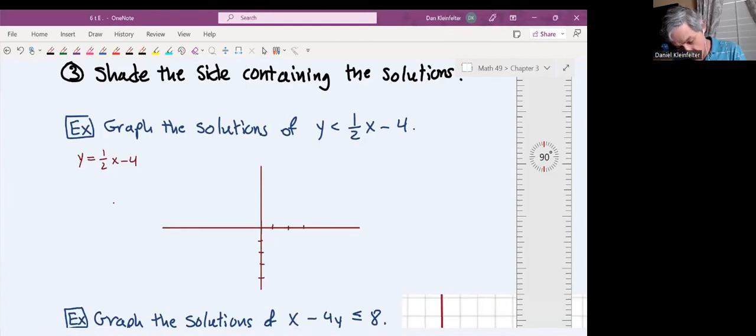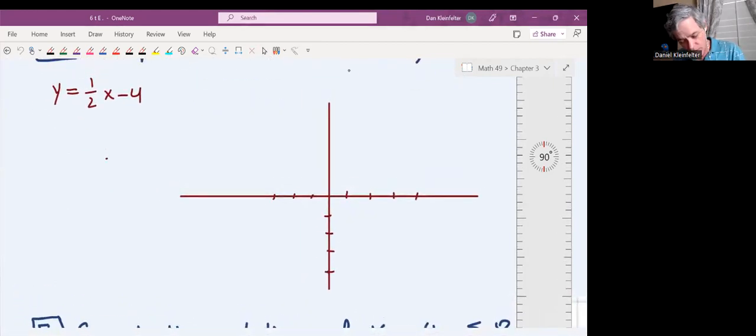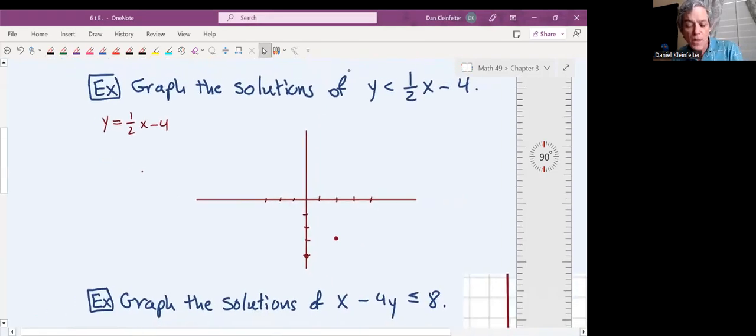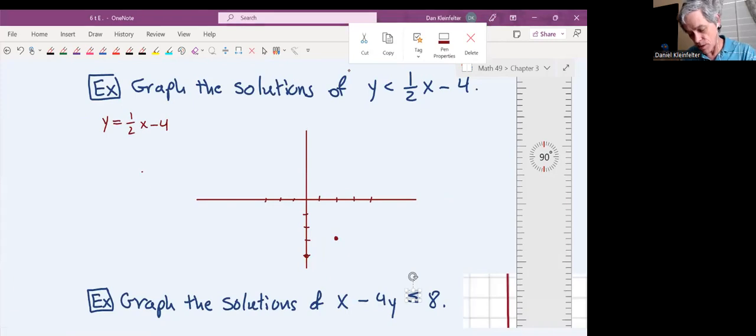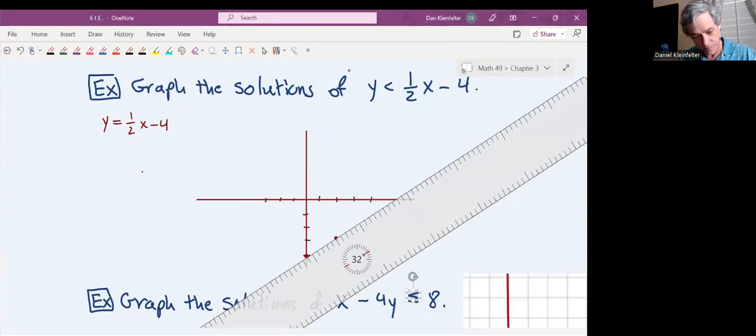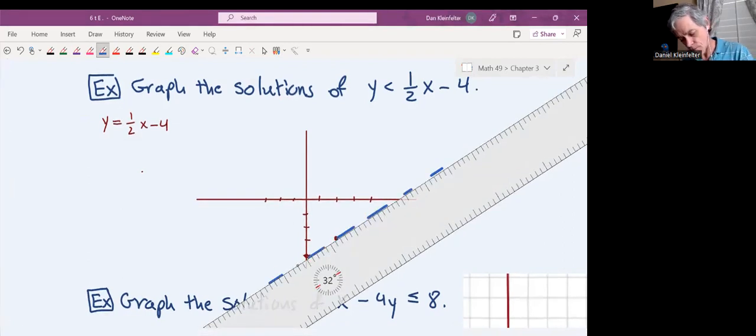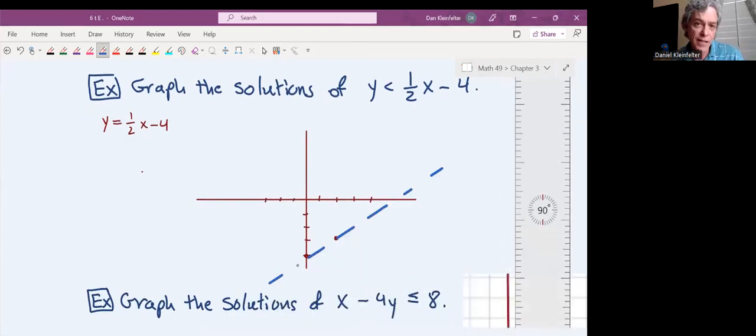And then we'll have a slope of 1/2. So y-intercept of -4, and then the slope is 1/2. So I'll go up 1 and right 2 to get another point on the line. On this one, notice that it was strictly less than. So when I go to draw the line next, I'll be drawing it using a dashed line. And that represents the fact that the line itself does not make up part of the solution set.